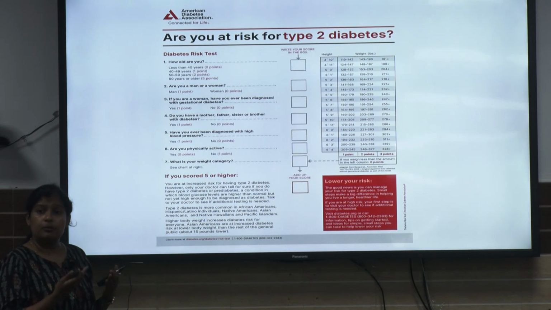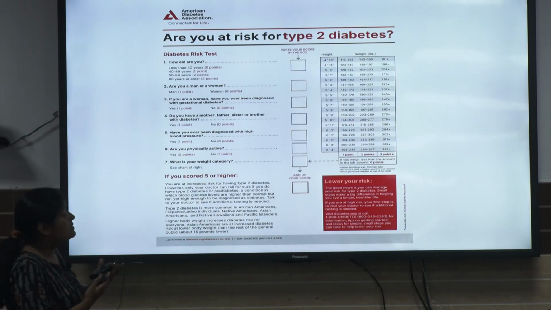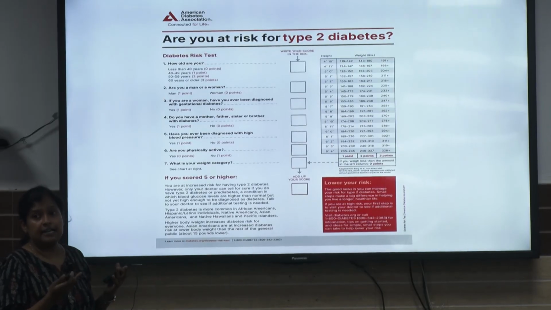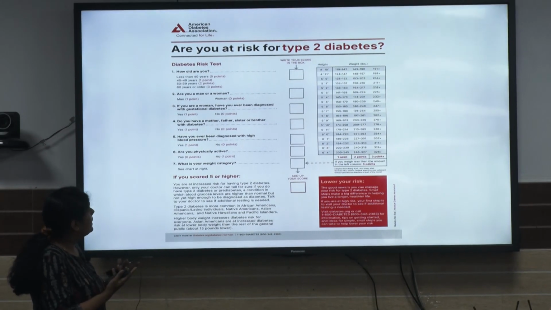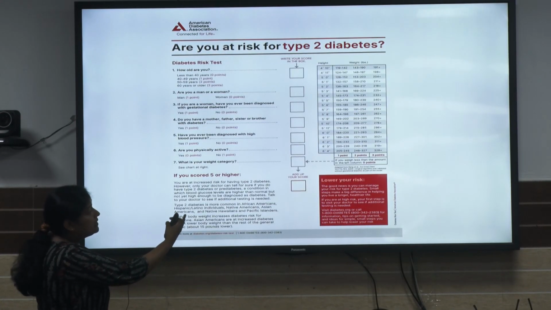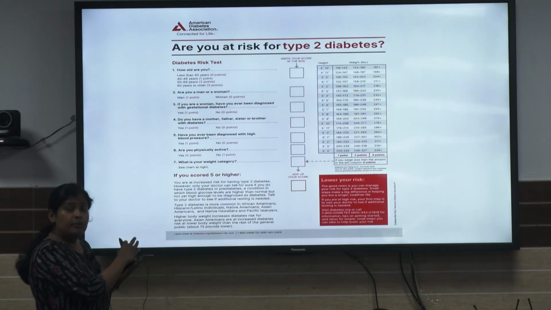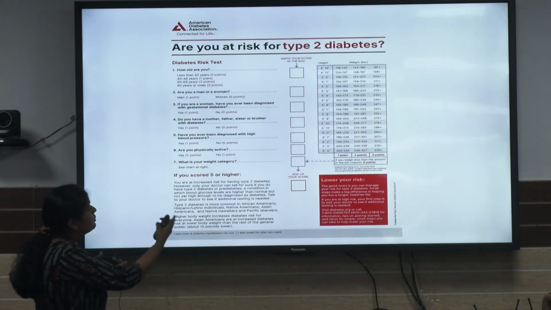If a family member, father or mother, has diabetes, you get a score of 1. Somebody with high blood pressure, score is 1. Are you physically active or not? If no, then score 1. And what is your weight category? According to the BMI, the categories provided are normal weight, overweight and obesity. So we have to put the score.